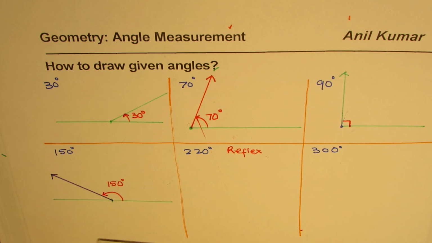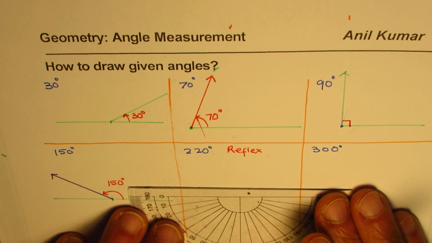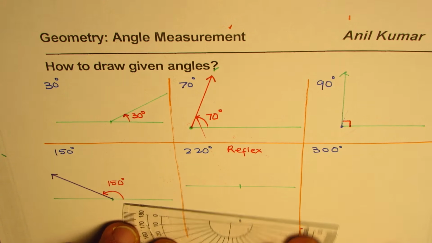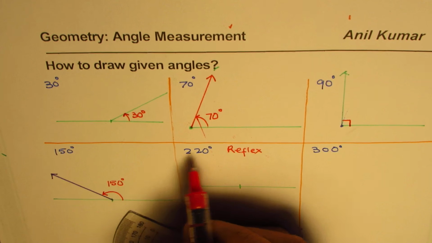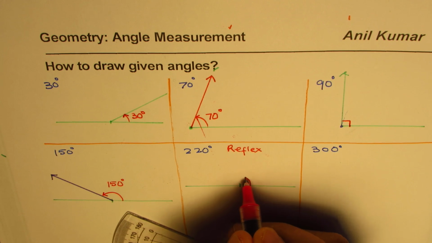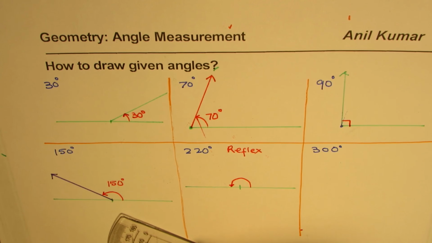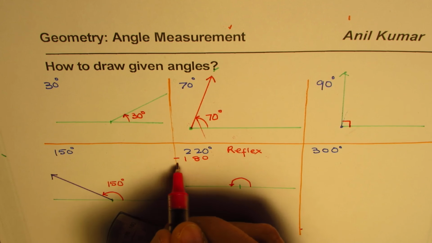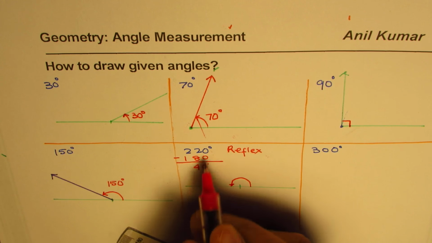Let's think about it. So let us say that we have a line here to begin with, a horizontal line. We mark the center point and we want to draw 220. We know that this straight line makes 180. 220 is more than 180. Let's find how much more. So we'll take away 180. What do we get? We get 40 degrees. So it is 40 more.